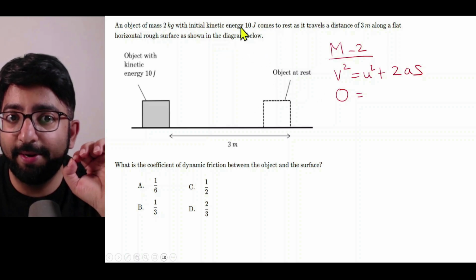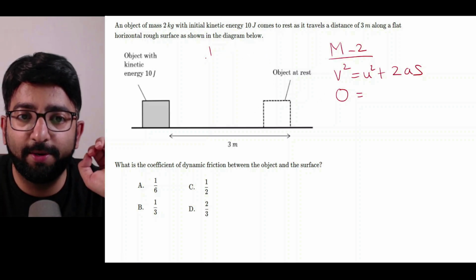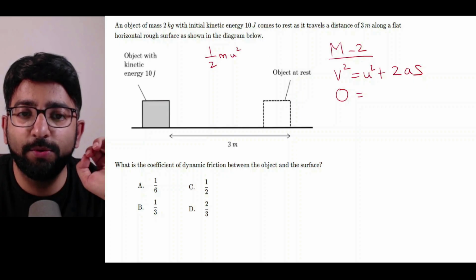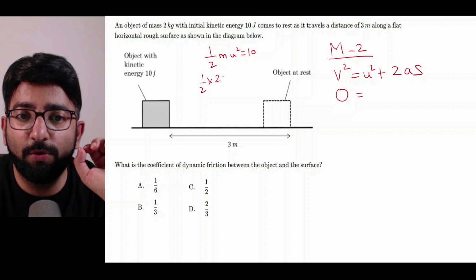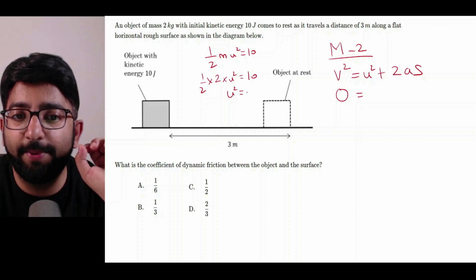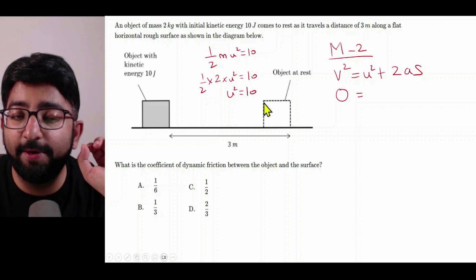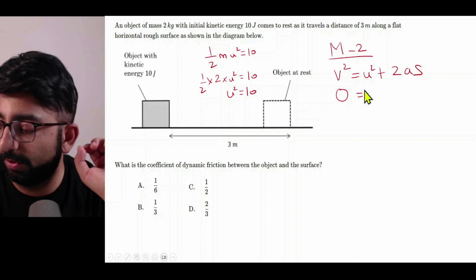So the initial kinetic energy is 10 joules. So let's write down half m u square is equal to 10. Mass of the object is 2. So half into 2 into u square will come out as 10. So u square will be equal to 10. So directly we can put this value of u square in this equation.